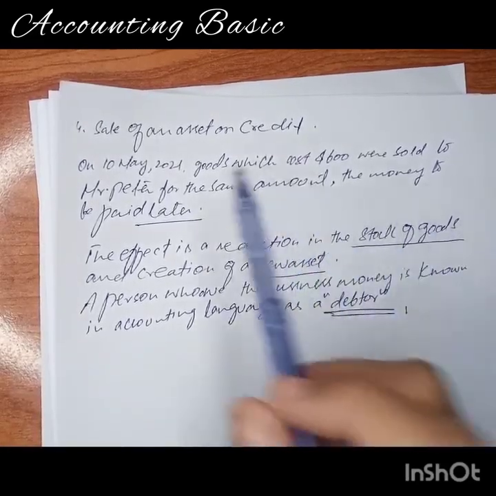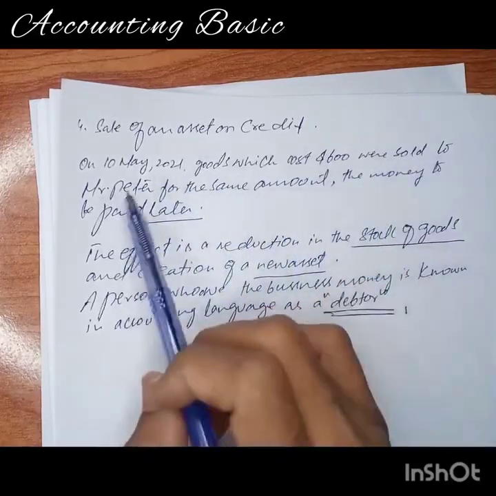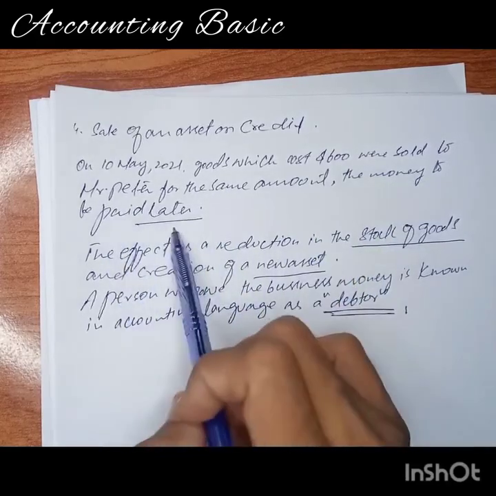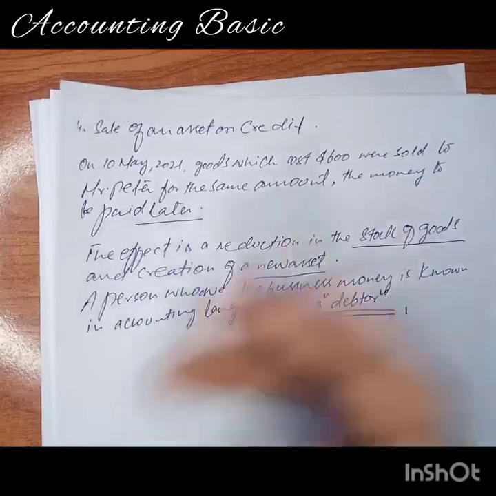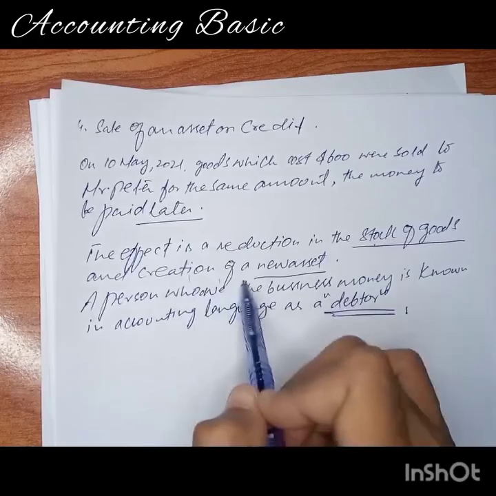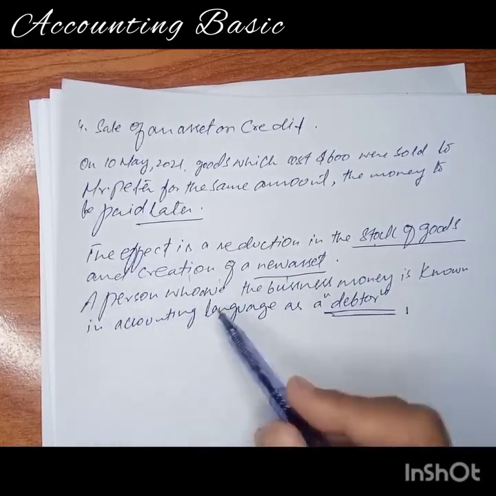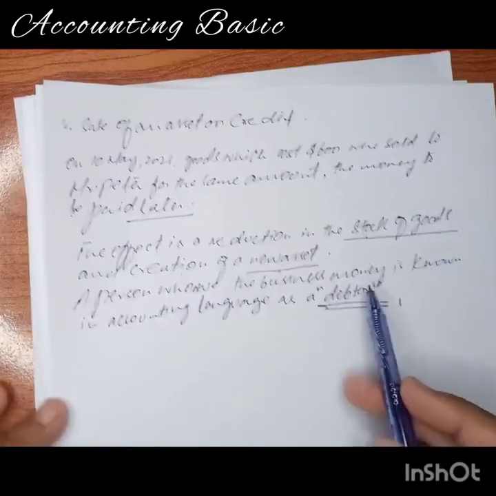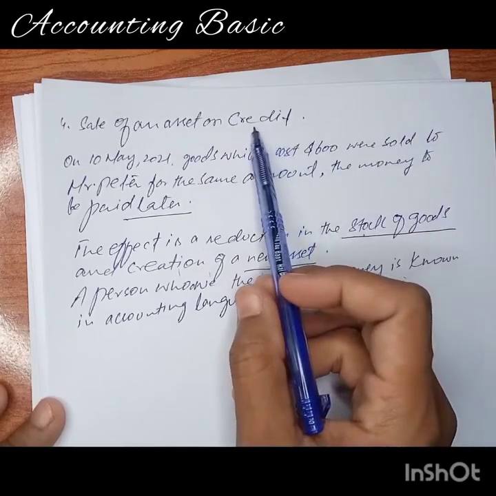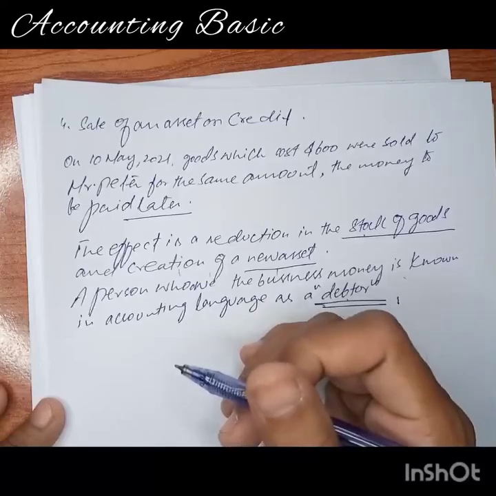Now the effect on May 10th 2021: goods which cost $600 were sold to Mr. Peter for the same amount. The money to be paid later. He will pay money after some time. The effect is a reduction in the stock of goods and creation of a new asset. Now this is the term: a person who owes the business money, or to whom we sold goods on credit, is a debtor, is our debtor, okay?